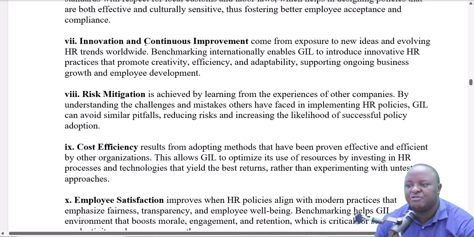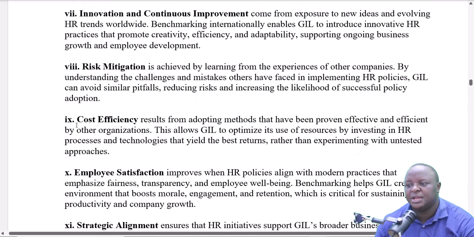Next, we have innovation and continuous improvement. This comes from the exposure to new ideas and evolving HR trends worldwide. So benchmarking enabled GIL to introduce innovative HR practices that promoted creativity, efficiency, and of course adaptability, whereby it helped support their ongoing business growth and employee development.